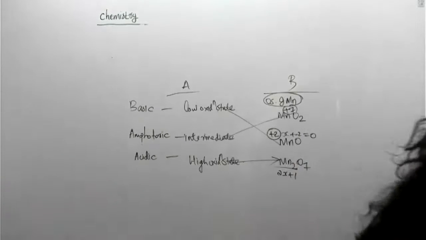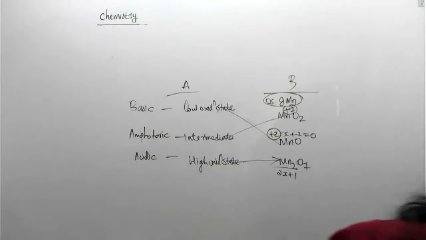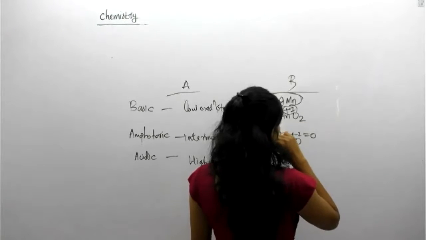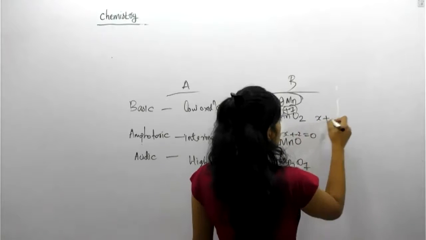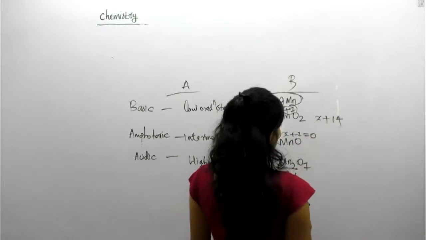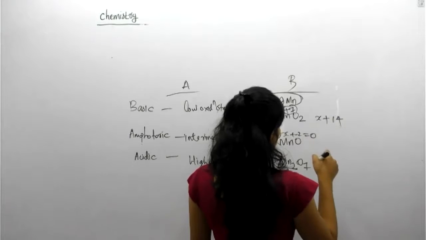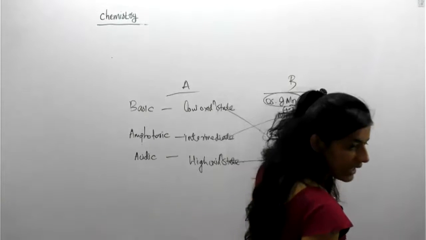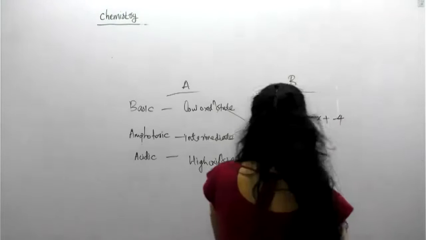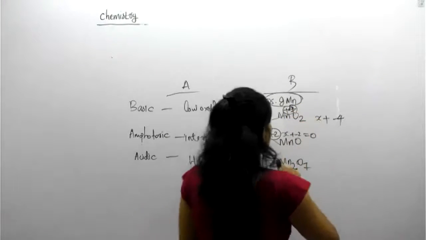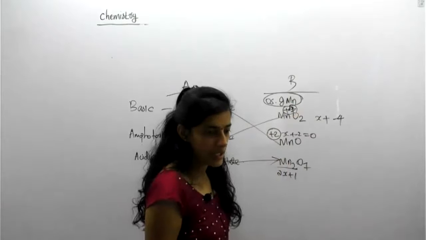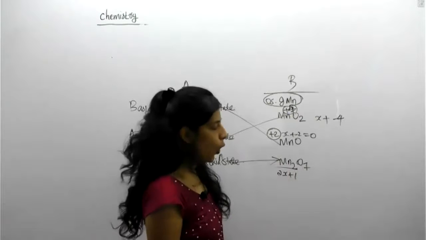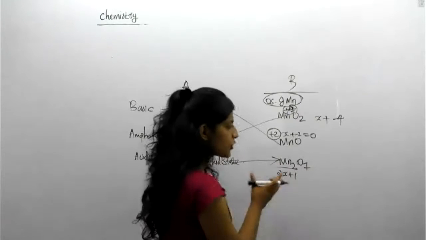In MnO2, the oxidation state of Mn is +4. Wait a second. X plus 4 is... Very good. If you want to correct that, it is +4. Not +1. Then MnO2 is the right answer. +2 for MnO, correct. Then Mn2O7.